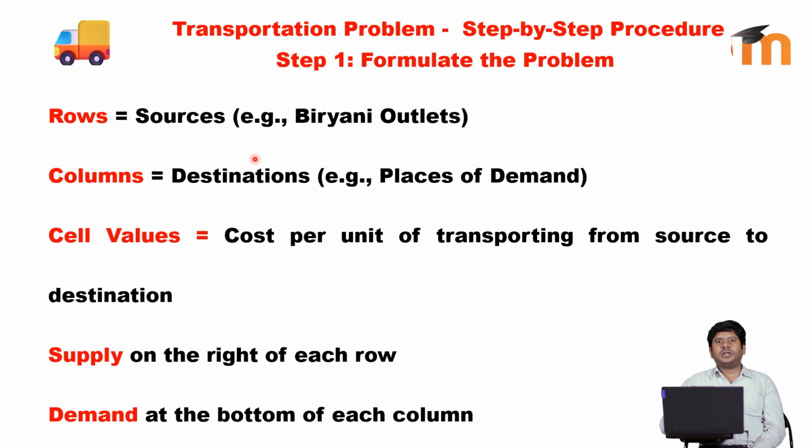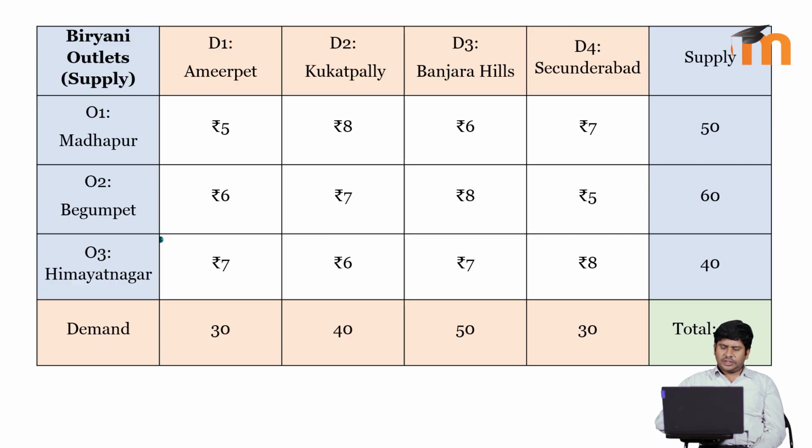When they are delivering the orders from a source to a destination, there will be some cost incurred. We call it the cost per unit of transporting from source to destination. The values written in the cells are the cost of transporting the goods from one source to another destination. The supply is seen on the right side of each row, and the demand at the bottom of each column. Let us see how the problem will be.